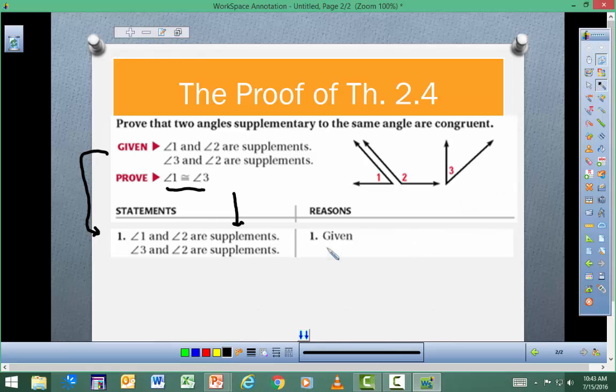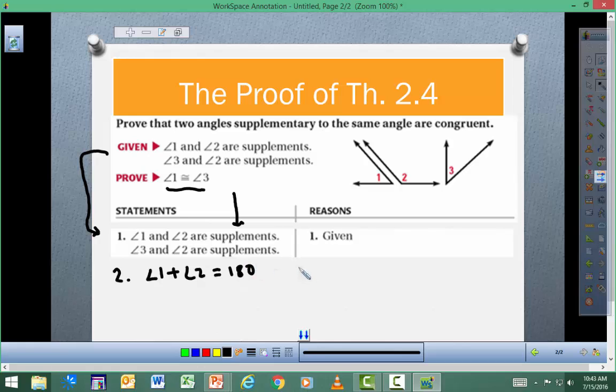So the very next line in my proof, line 2, I'm going to write down what this means. Well, what does it mean? If two angles are supplementary, it means their sum is 180. Oh, okay, so then what I can do is say angle 1 plus angle 2 is equal to 180.